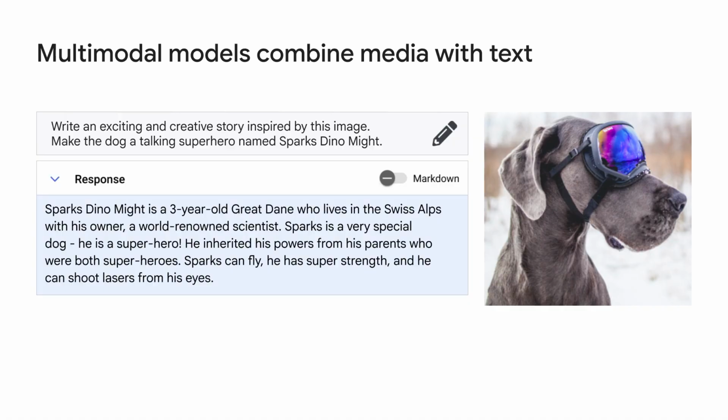The model understands the image and provides you with the story of Sparks Dynamite, a 3-year-old Great Dane who lives in the Swiss Alps with his owner, a world-renowned scientist. You may notice that the breed of the dog, the snowy environment, skiing, and eye lasers is all context that was not mentioned in the text prompt, but were included in the response from Gemini, based on the information from the image.